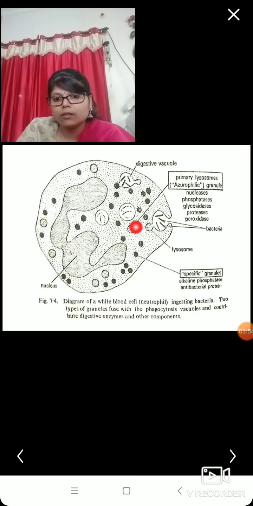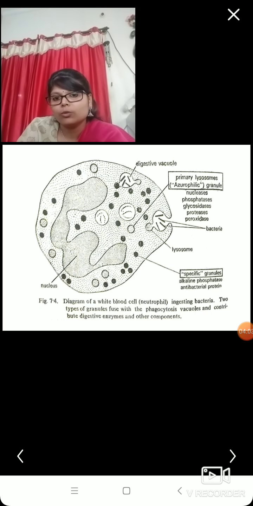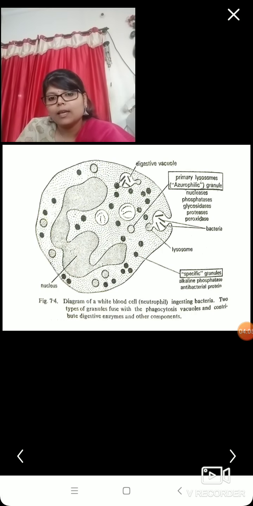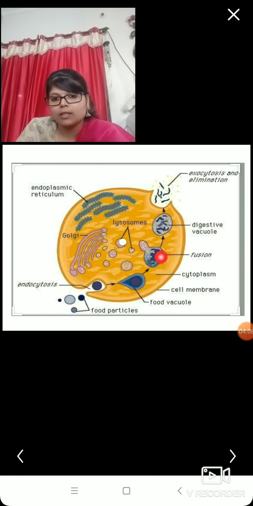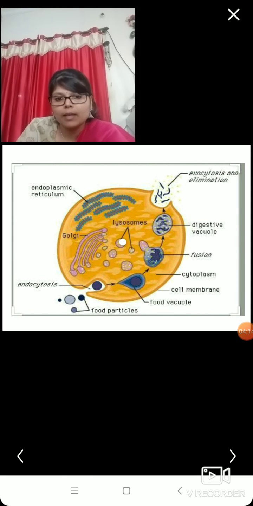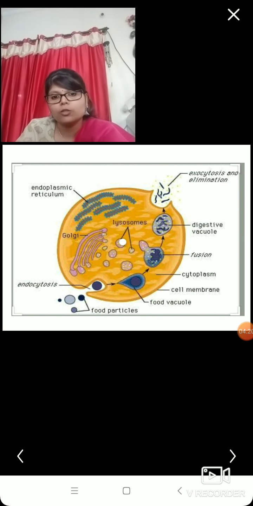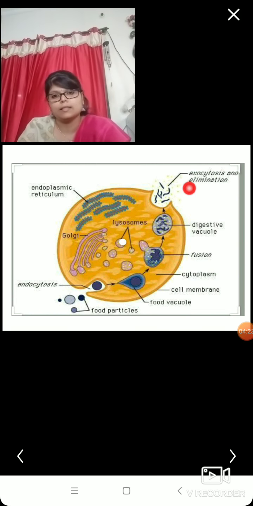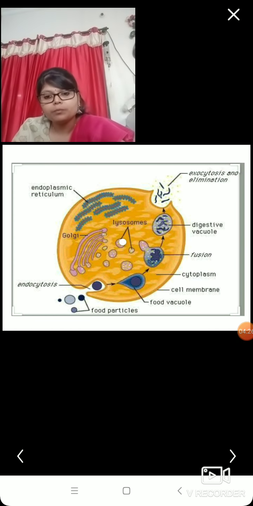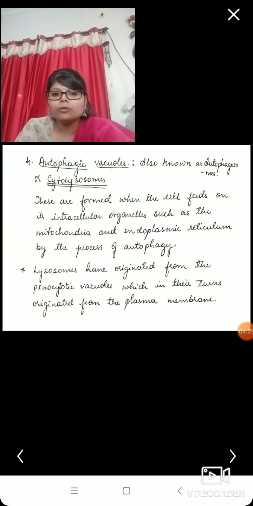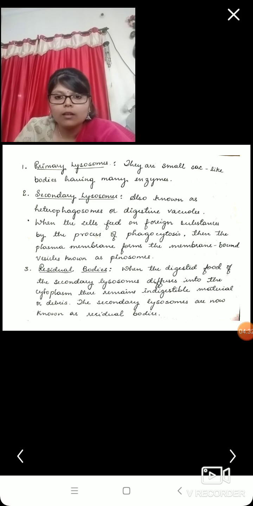These lysosomes are going to fuse with the foreign material which is entering. When the granules and the lysosomes come together, they digest the substances. Here the vacuoles are there and the foreign substance is entering, and where the fusion takes place, the digestive vacuoles break the substances down into smaller substances, and then release them out of the cell.